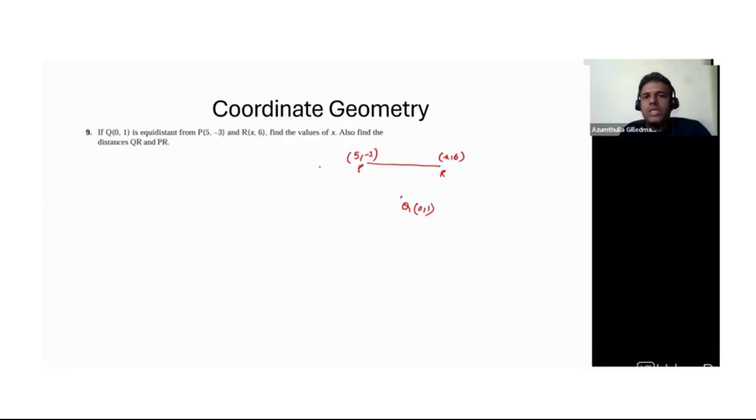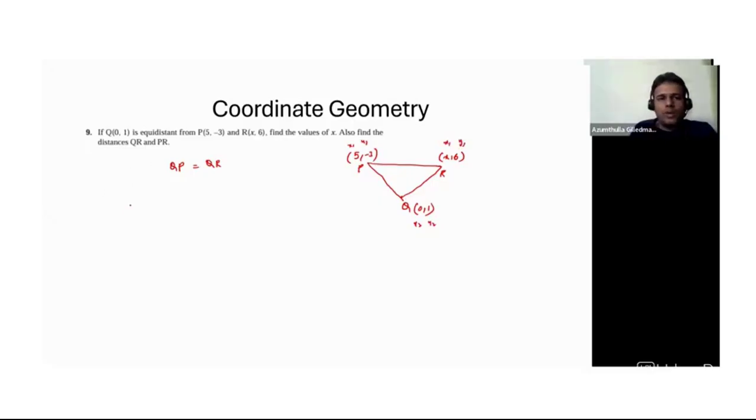Q is equidistant. So that means this distance, like QP, is equal to QR. So what is given? Equidistant means QP equals QR. The distance between points P and Q and Q and R are the same, right? So we know the distance between 2 points formula. So let's find QP first. QP means this becomes x1, y1, and this is x2, y2. And similarly, next time this becomes x1, y1 when we are finding RQ.